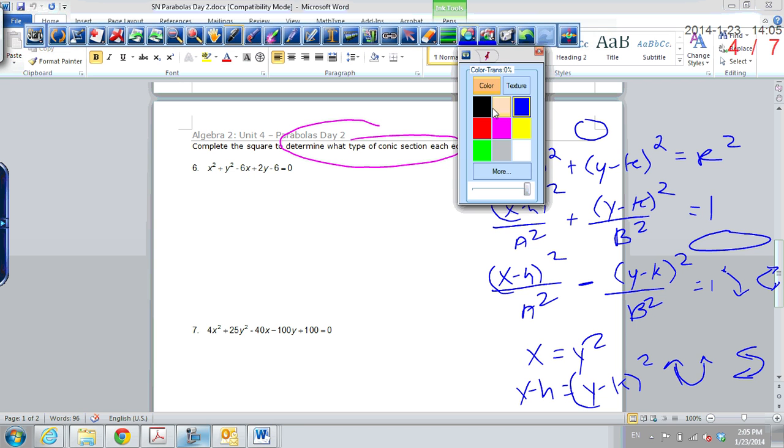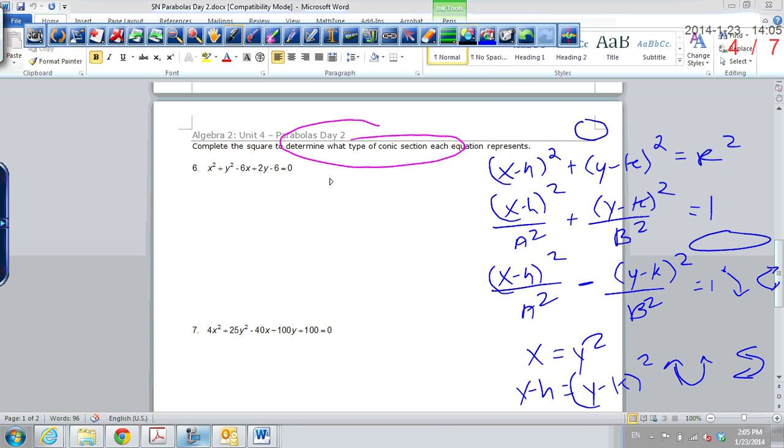We're going to do number 6, kind of show you what I'm talking about. We've already done this problem before. We're going to get our x's together, get our y's together, get the numbers on the other side. Next thing, we're just going to complete the square. The problem tells us to do it.